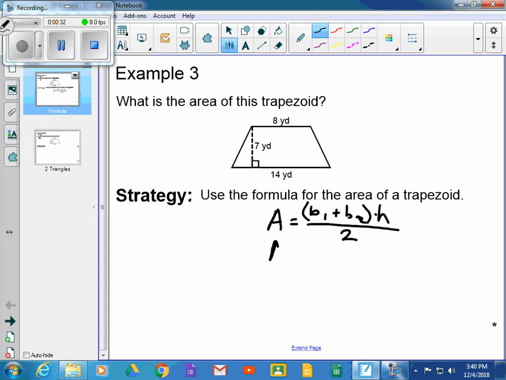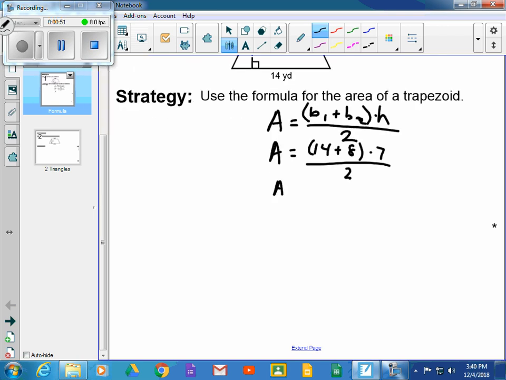If we substitute values in there, base 1 and base 2 are the parallel sides of the trapezoid. So I use 14 plus 8. The height is the perpendicular distance between them. That's 7. And then we're going to divide it by 2. Using order of operations, I first do what's in the parentheses. So that is 22 times 7 divided by 2.